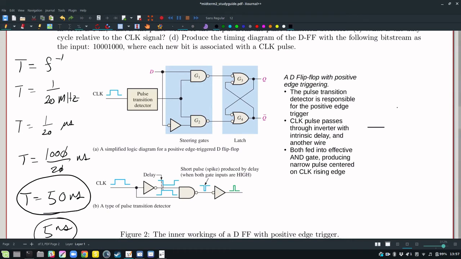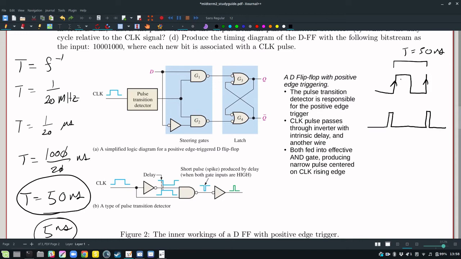Here's the clock signal. It's low. There's a transition up, down, up again. So from positive edge to positive edge, that's the period, and that is our 50 nanosecond period, right? So what happens with the 5 nanosecond delay into the pulse transition detector is that we get a pulse that is 5 nanoseconds wide, and then we would get another 5 nanosecond wide pulse, et cetera, et cetera.